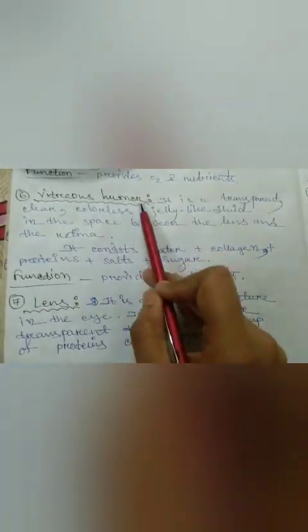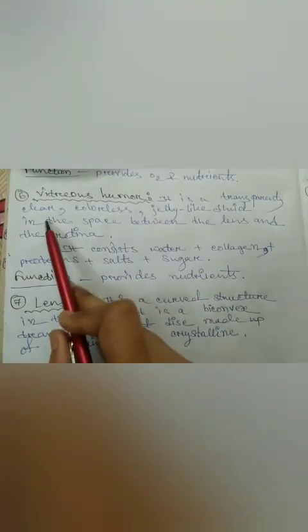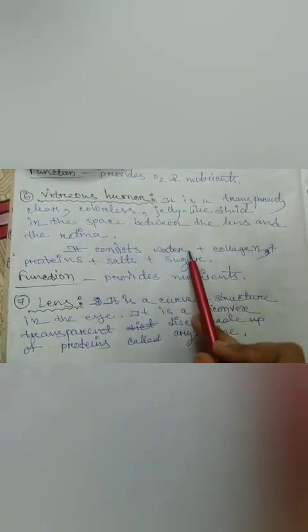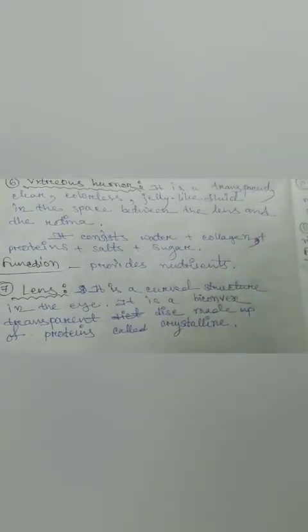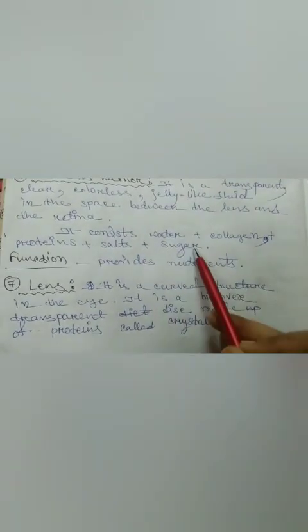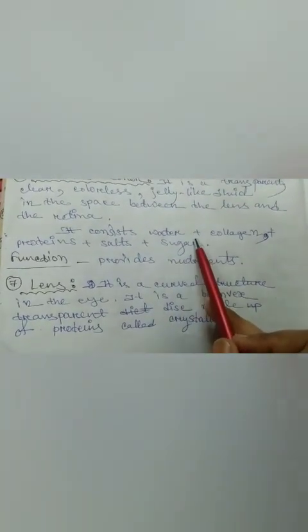Then vitreous humor. It is a transparent, clear, colorless and jelly-like fluid which is situated in the space between the lens and the retina. It consists of water, collagen, protein, salt and sugar. Of all these components, water is present in the maximum amount.